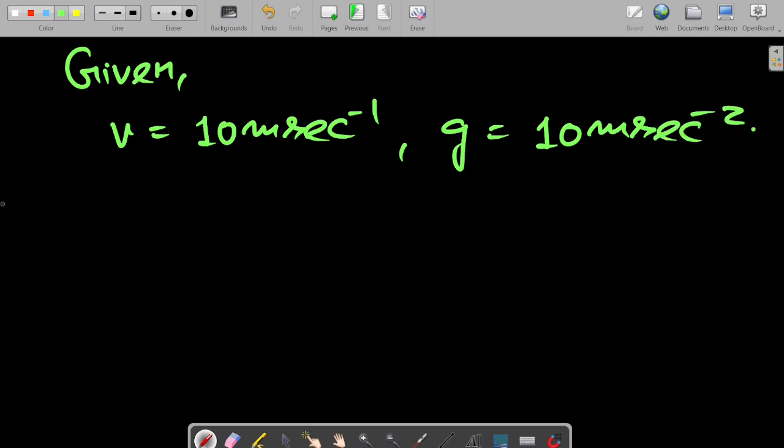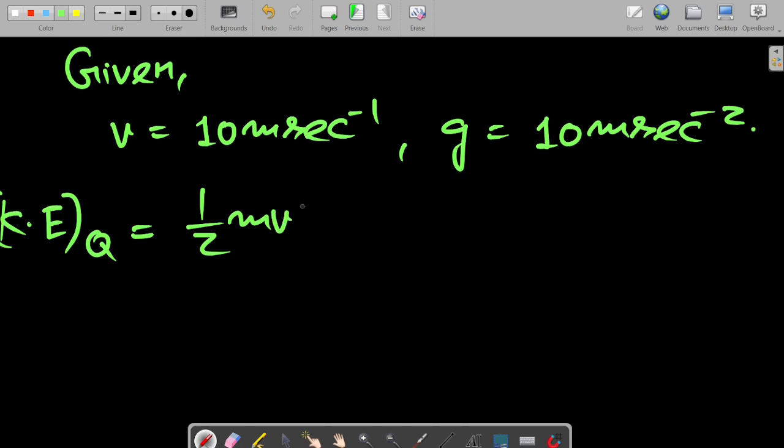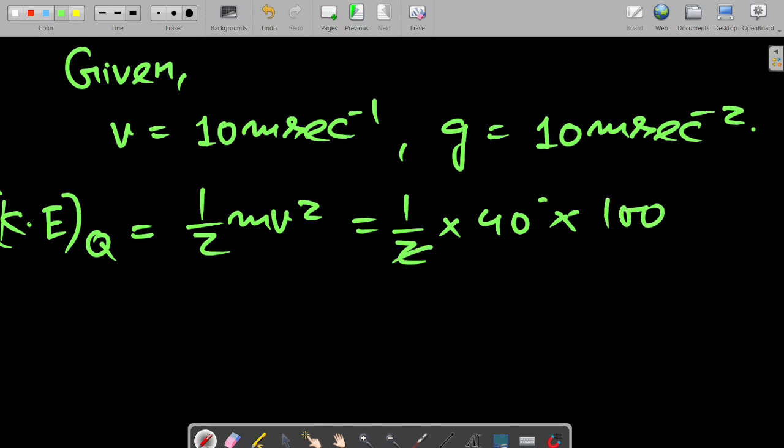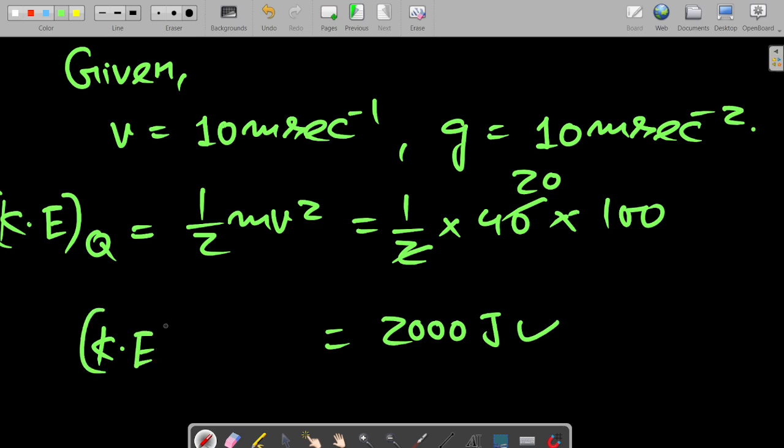Kinetic energy, first we have to determine kinetic energy at point Q. It will be equal to half mv square. Half into 40, mass is 40 kg and v square is 100. So here 20 into 100 is equal to 2000 joule. So we have got the kinetic energy of Richa at point Q.